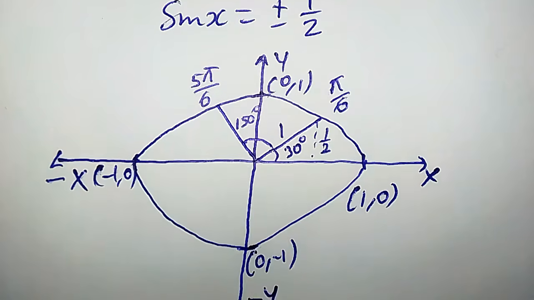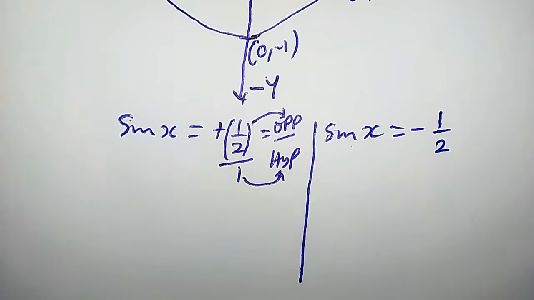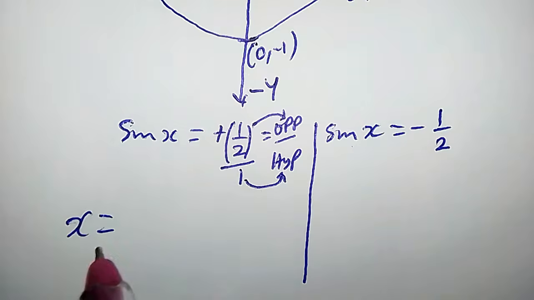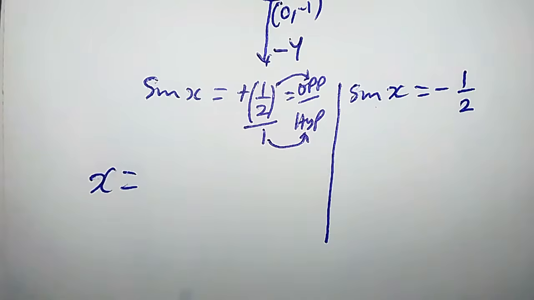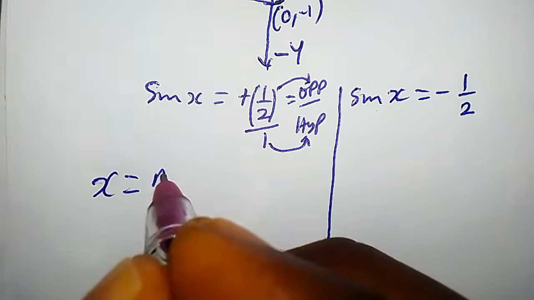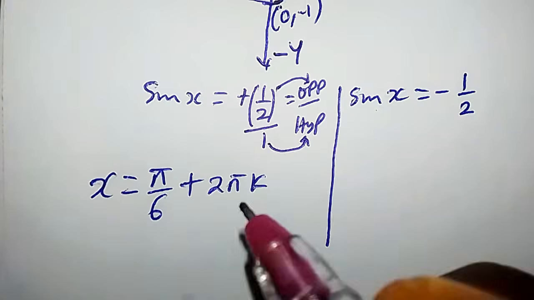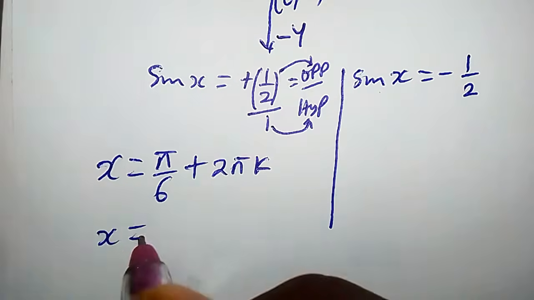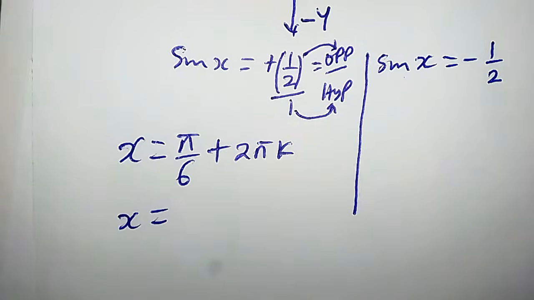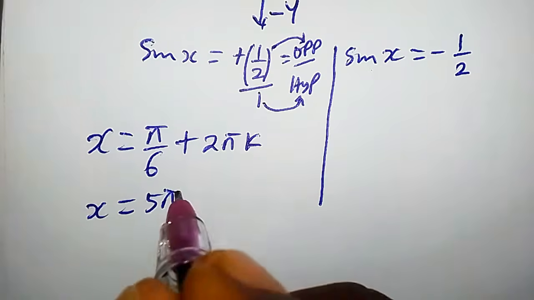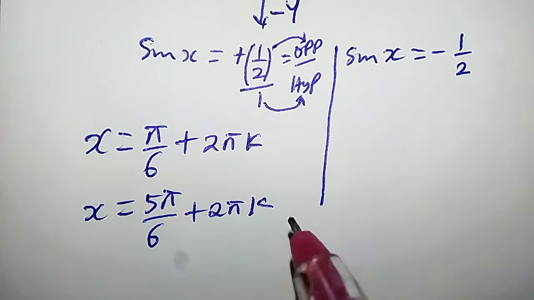So let us put down the value of x. For sin x equals plus 1 over 2, the first value of x is equal to pi over 6. So we have pi over 6 plus 2 pi k. And the second value of x is equal to 5 pi over 6, 5 pi over 6 plus 2 pi k, k constant.